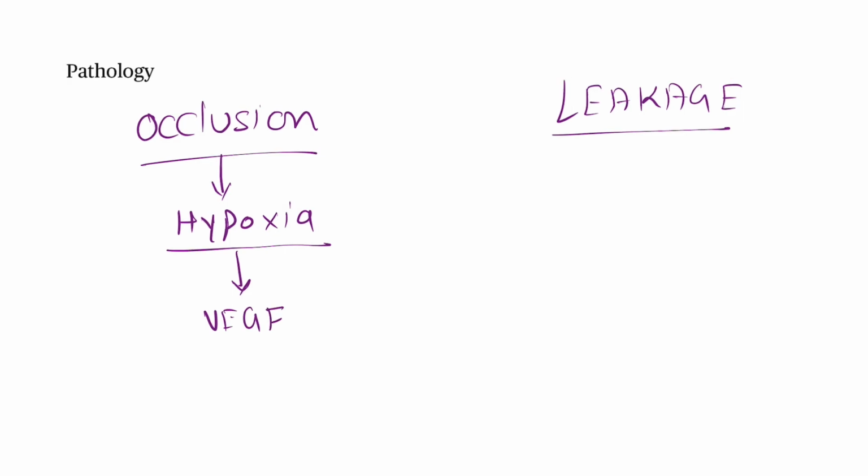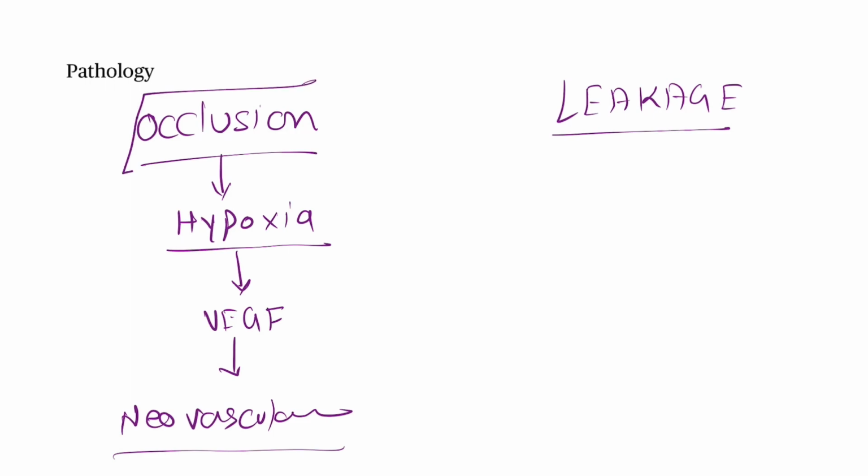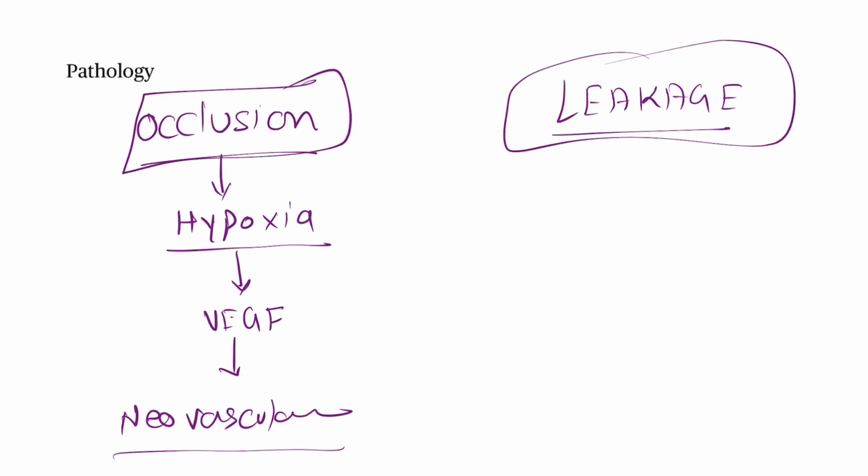What is VEGF? VEGF is vascular endothelial growth factor. This is a protein which promotes the growth of new blood vessels. As the name tells, it's promoting the growth of new blood vessels. So due to the VEGF, neovascularization will occur. We are explaining these two findings with these two words, occlusion and leakage. Due to occlusion, we have neovascularization.